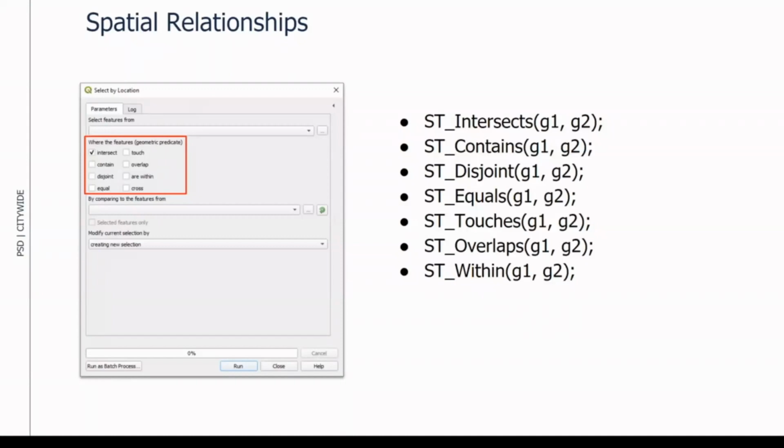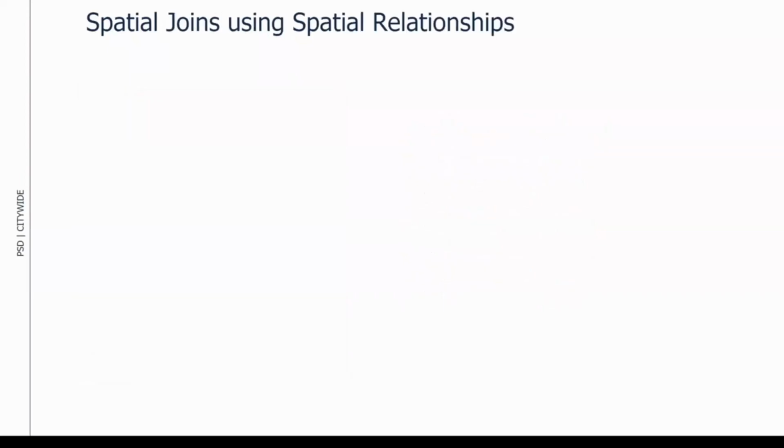You can run this directly within PostGIS as a statement and get your results. Really powerful stuff. But this is really just the tip of the iceberg as to what you can do with spatial relationships. The big thing you can do, ST_Crosses as well, but the big thing you can do are spatial joins using these spatial relationships, right?